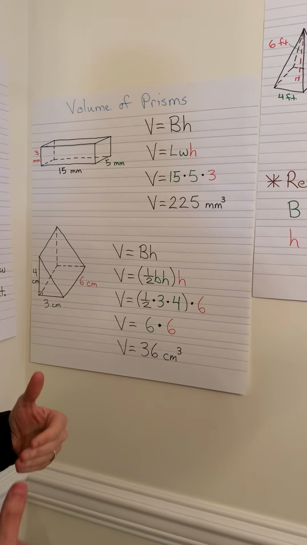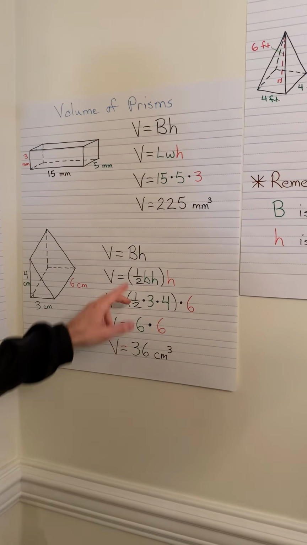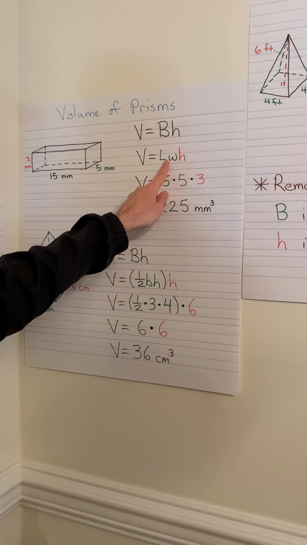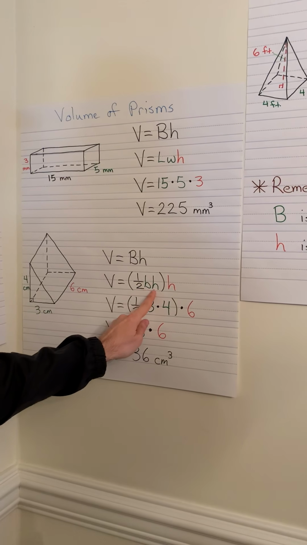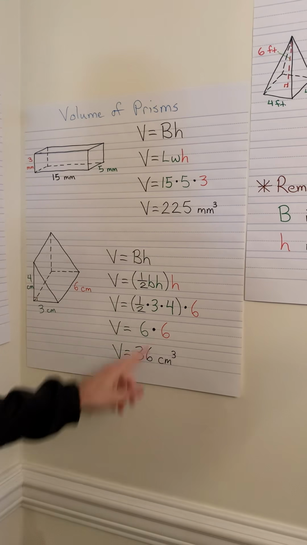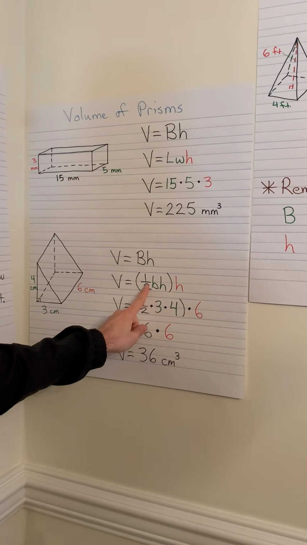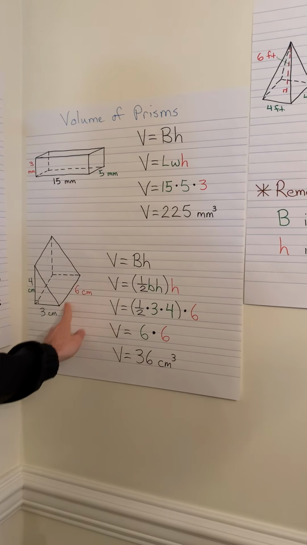Down here for this triangular prism, that means the base is going to be a triangle. So rather than using length times width, since it's a rectangular prism, you're going to be using the area of a triangle formula right here. So that's 1/2 times base times height, or we talked about you can use base times height divided by 2 as well. Remember, this h stands for the height of the prism, which is 6.